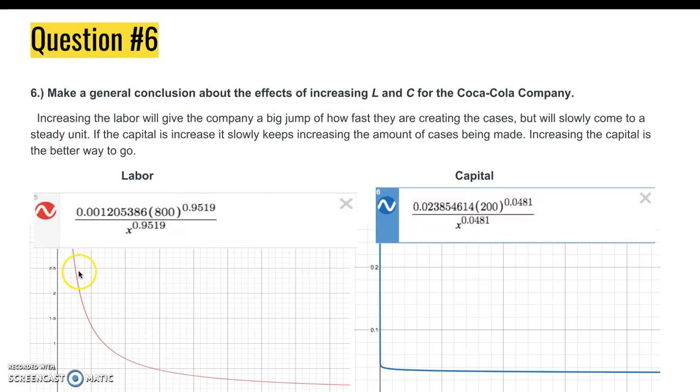So with labor, as I said, as you go along, it approaches 0. So at a certain point, as you can see here, it's very effective to spend on labor in this region, and then it gets less and less effective as you continue along until it just isn't effective at all to spend on labor. Whereas capital, you're always seeing a steady increase of 0.0223 billion cases of soda for each additional unit.